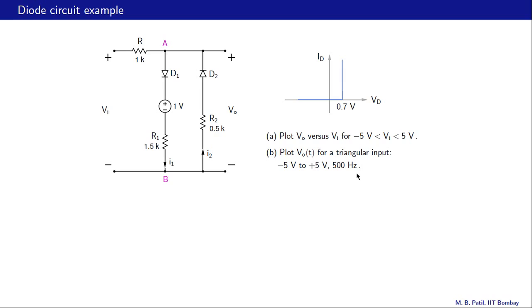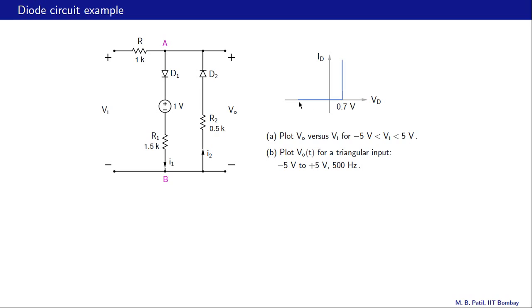And the diode model that we want to use is the same as the one that we used in the previous example. That is, if the diode conducts, then the voltage across the diode is constant, 0.7 volts, and if the voltage is less than 0.7 volts, then the diode does not conduct.